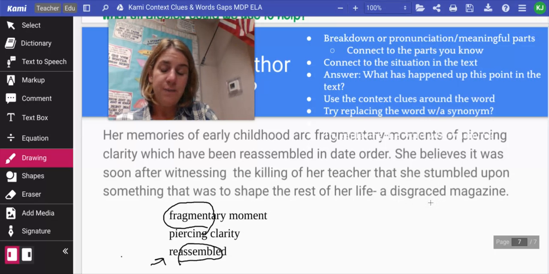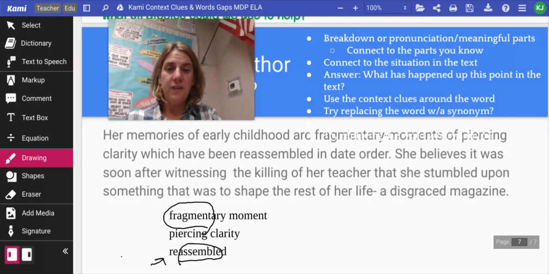Excuse that typo there. Now it makes much more sense. But I had to break it down in order for that to happen. I had to connect to the text, think about what I knew, think about what was happening in the text right now, look around the word, but really analyzing the words and connecting to parts of the words was what was able to open up my mind to help me understand. So I hope that this was helpful to you.